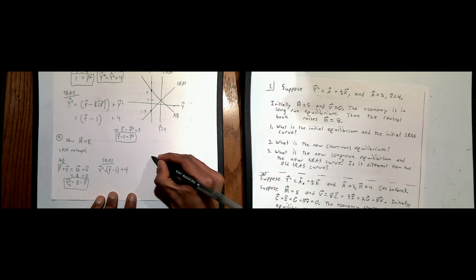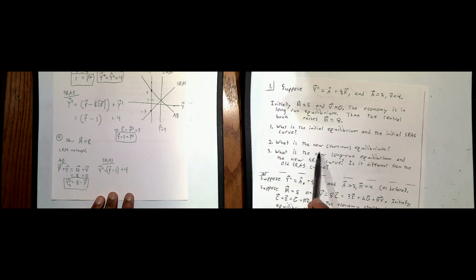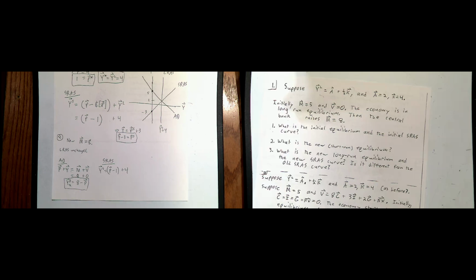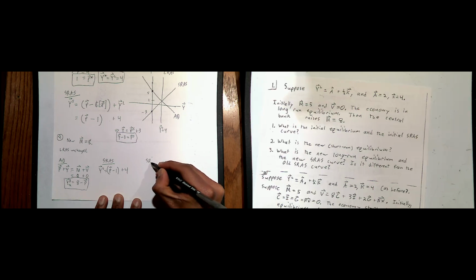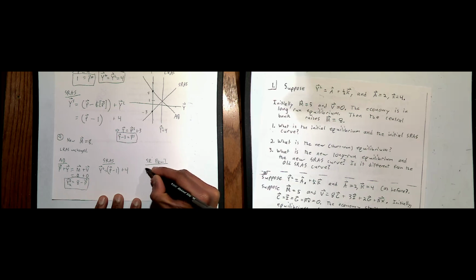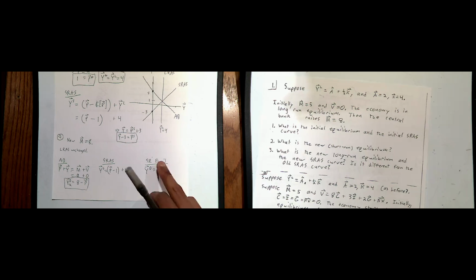So given that, what is short-run equilibrium, right? We're asked to find the new short-run equilibrium. And so the term short-run is what clues us off. To find the short-run equilibrium, we just set the aggregate demand equal to the short-run aggregate supply curve, right? That's the difference between short-run equilibrium and long-run equilibrium.